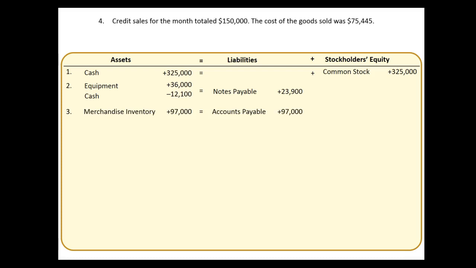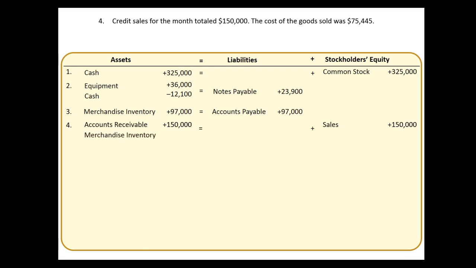Next, credit sales for the month totaled $150,000. The cost of the goods sold was $75,445. So we've got two entries to handle here. One is to record the sales and the corresponding receivable because it was all on credit, and then the other will be to adjust our inventory and cost of goods sold. So the first thing we're going to do is record the credit sales. Our accounts receivable, since we did not receive the cash, increases $150,000. Also, our sales revenue, which ultimately flows back into our stockholders' equity section called retained earnings, our sales increased $150,000.